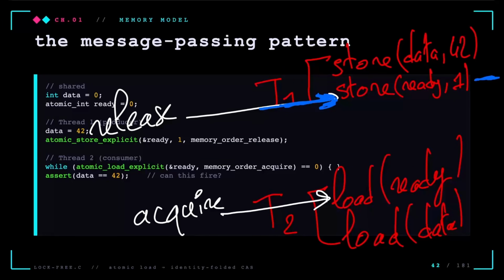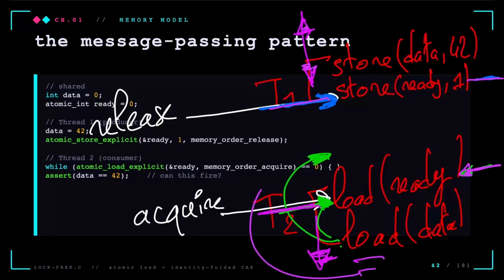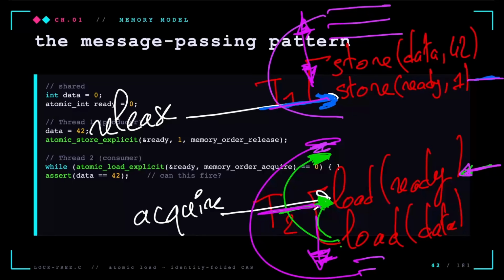And acquire, on the other hand, is the same concept. The CPU is not allowed to reorder any load that happens after the memory order acquire load, so it cannot move anything to happen before this instruction. In a sense, the acquire forbids reordering to be before. So everything that we have after must happen after this instruction. And release, on the other hand: nothing from before our memory order release store can happen after it. So nothing from down here comes on top.